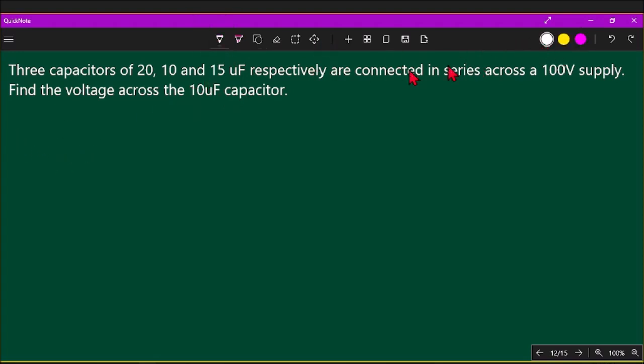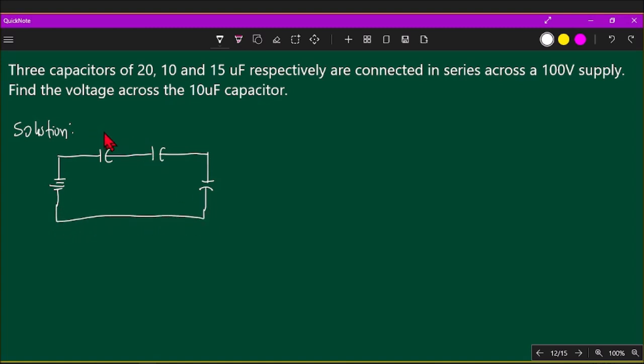Okay, so we just have first our solution. Now we will have the diagram. Okay, we have here our diagram. So this will be our C1, which is 20 microfarad. C2 is equal to 10 microfarad. And C3 is equal to 15 microfarad. Okay, then we will have our voltage here, ET, which is equal to 100 volts.